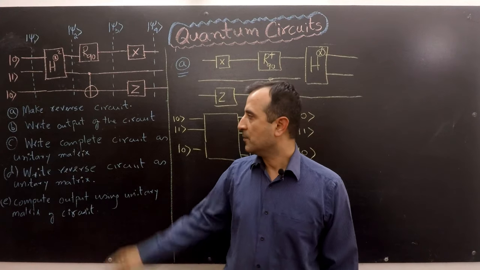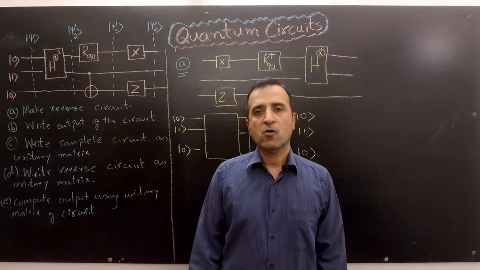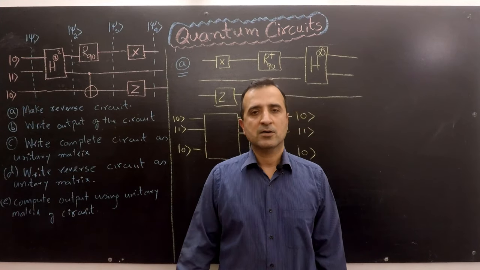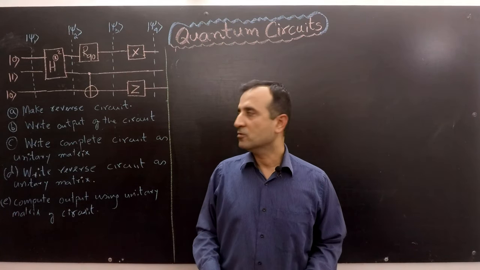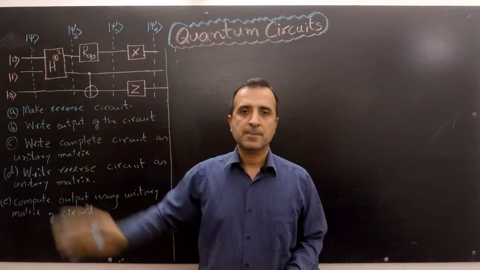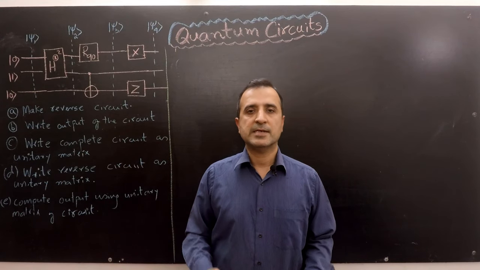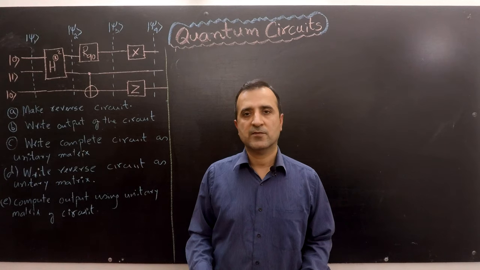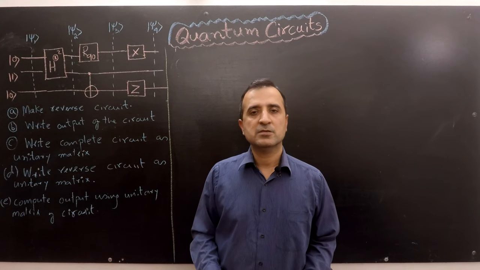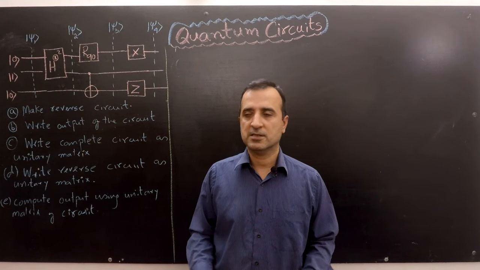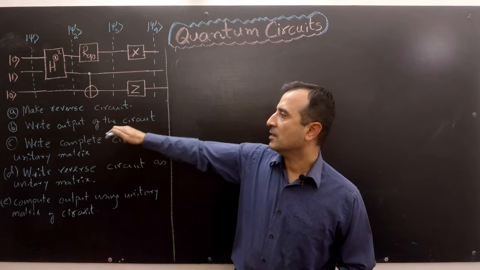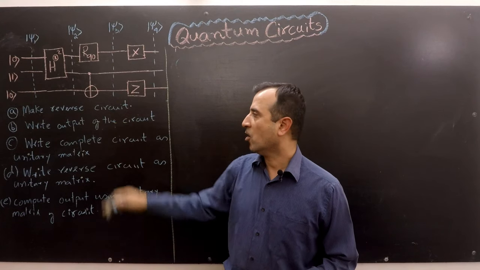Now the second part, which asks what will be the output of this circuit. So let's calculate the output quickly. There are multiple ways to compute the output of the circuit. We can either use Dirac notation, which is always faster, or we can use matrices, which is always slower because we have to do lots of calculations. So I'm going to use Dirac notation to calculate the output quickly.